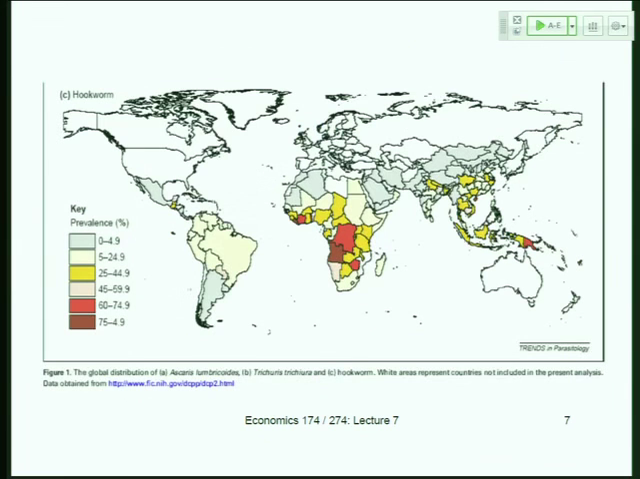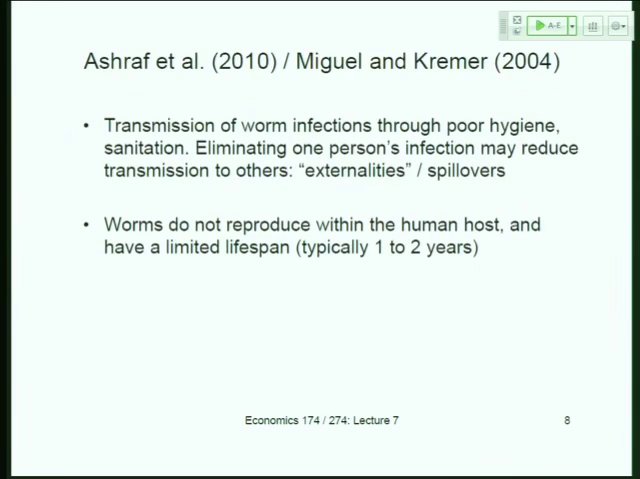And we talked about how a lot of the countries affected are in sub-Saharan Africa, but there's actually a fair amount of infection also in Southeast Asia, parts of Latin America. And historically, there have been pretty high rates of infection in the U.S. as well. So worms are interesting, and in many ways similar to other tropical diseases in that they're infectious diseases.